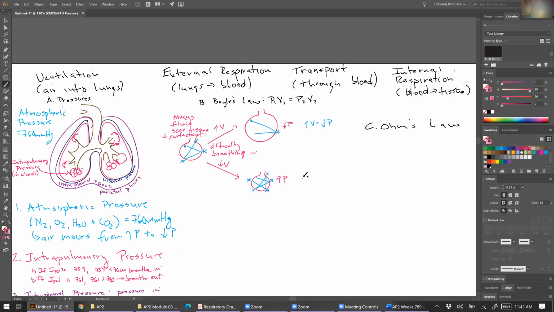Keep my color coding the same. Now if you have a decreased volume, you have an increased pressure. And again, this is what you have to do to breathe out. So this one down here is going to cause difficulty breathing out.